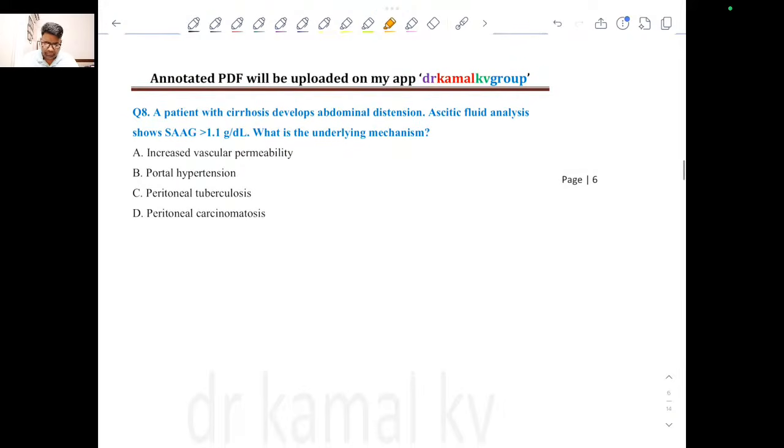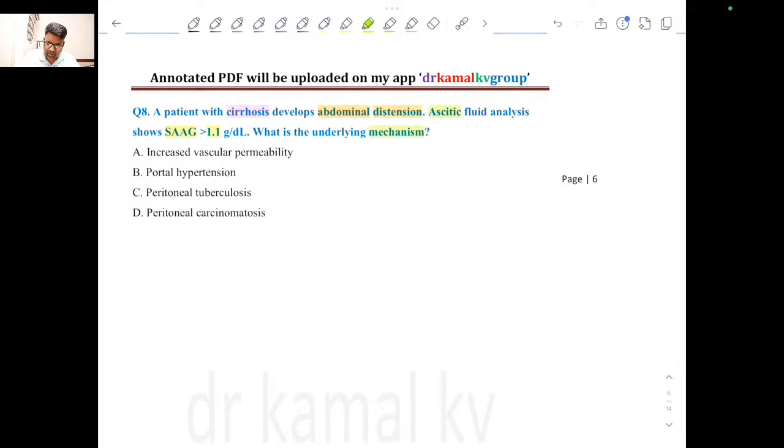Anyway, then this is more of medicine actually. So, a patient with cirrhosis develops abdominal distension and the ascitic fluid analysis shows a SAAG of more than 1.1 gram per deciliter. What is the underlying mechanism?